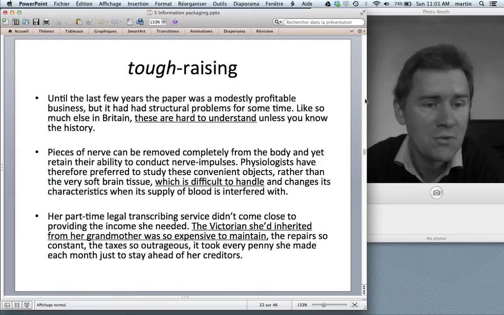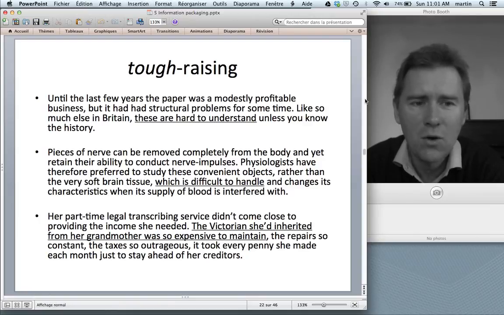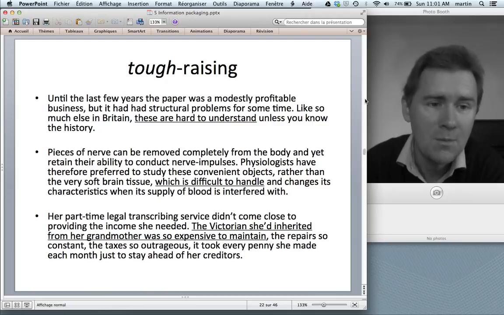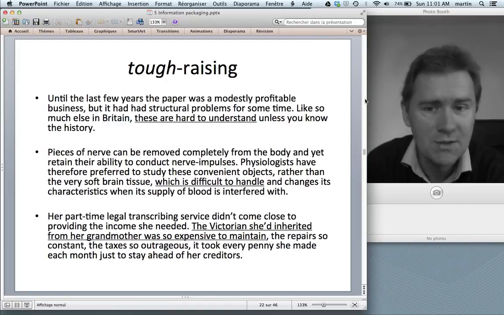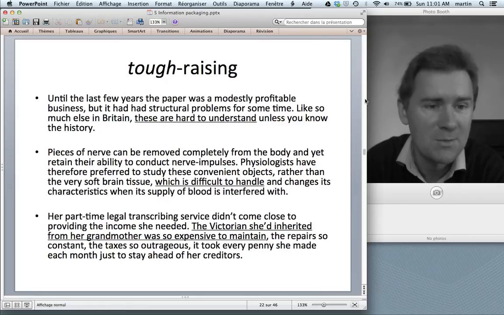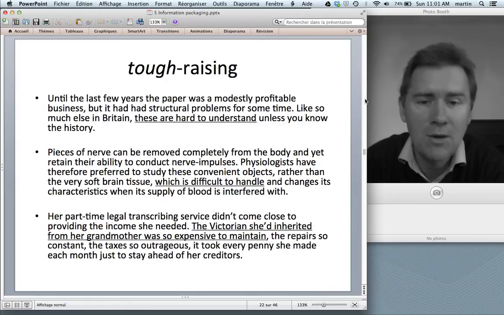And what's information structural about this? What's information packaging-y about this? Well, if you look at the subjects of tough phrasing constructions, it turns out that most of the time they have already been mentioned. So they are old information. They belong to the pragmatic presupposition, and the pragmatic assertion is the new stuff: that this is hard to understand, difficult to handle, something expensive to maintain. Something new is said about them.